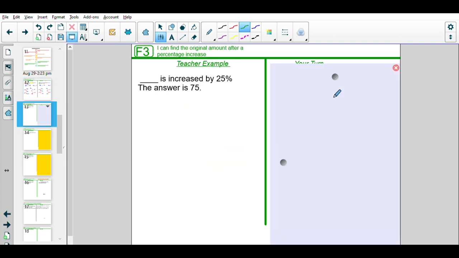Okay, a number is increased by 25%. The answer is 75. What does that mean? It's been increased, so 100 added to 25. So 125% is 75. And again, we're looking for the original amount here. So 125% is 75, and we want to know what the original amount is.